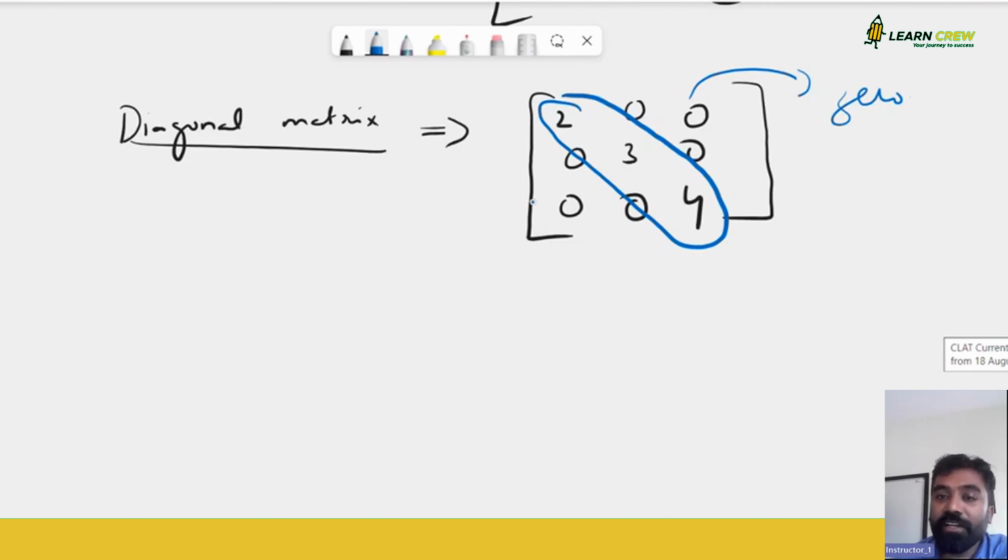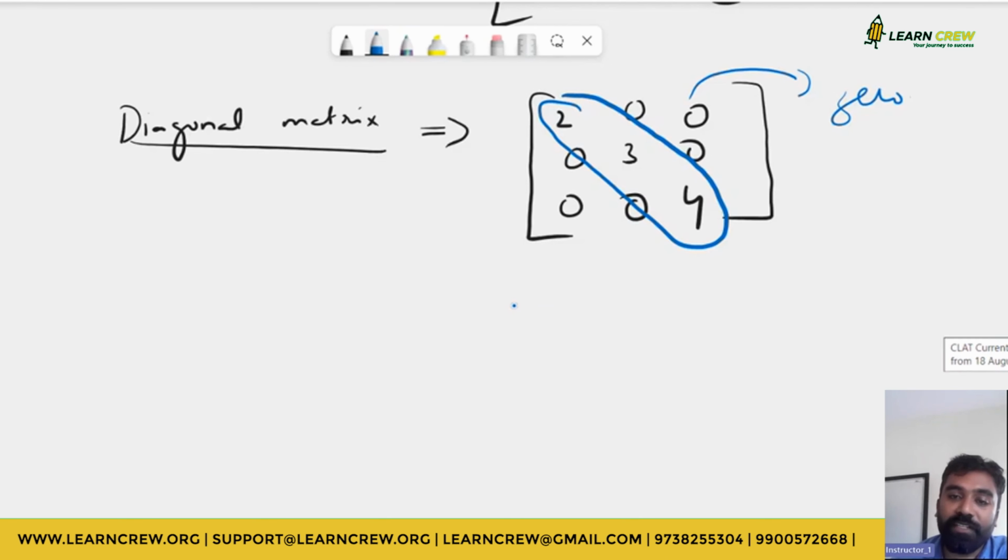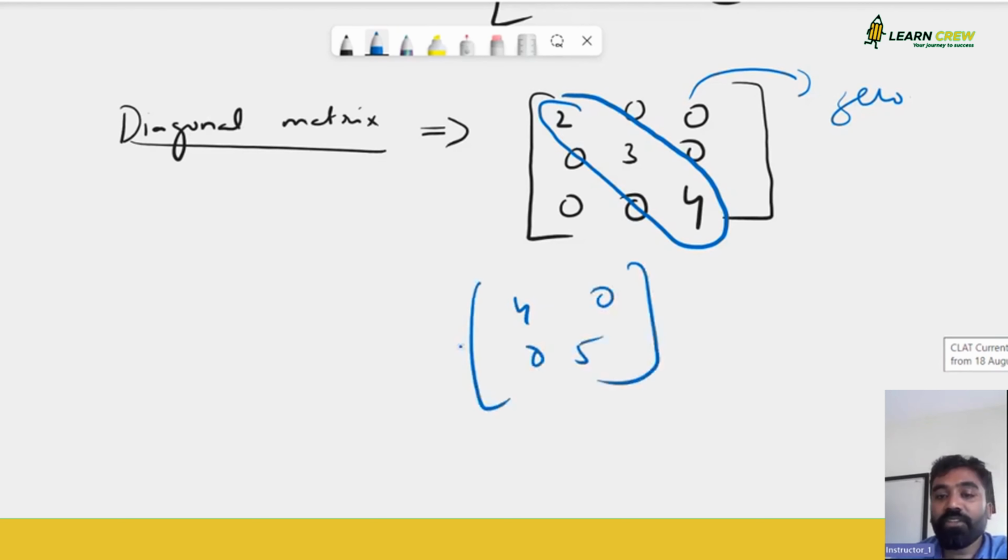This kind of matrix is called a diagonal matrix. It is not only for 3 cross 3; even for 2 cross 2 it can be the same: 4, 5 on the diagonal and 0 0 elsewhere. This is also a diagonal matrix. Fine.